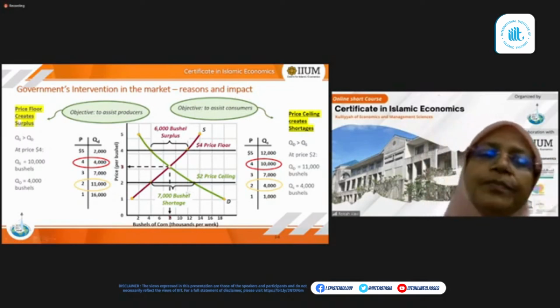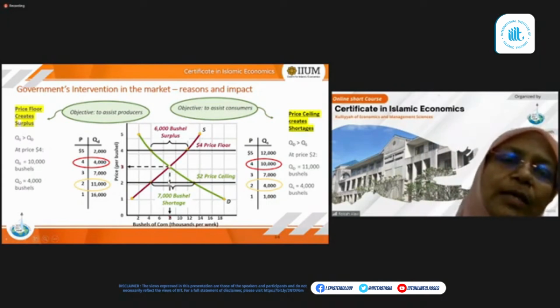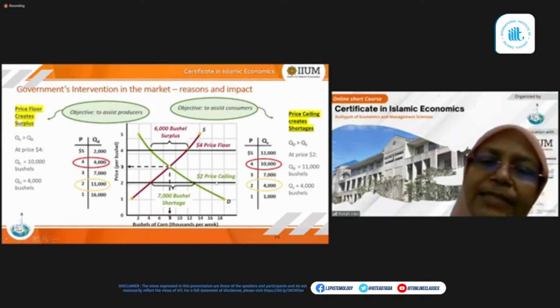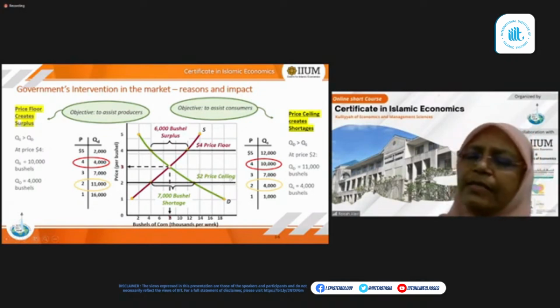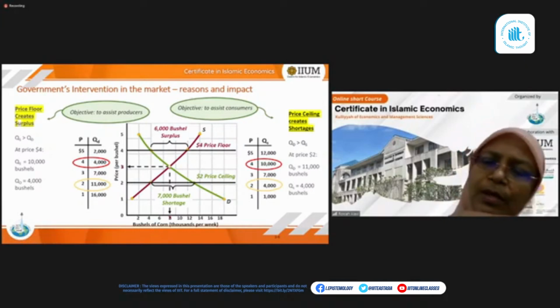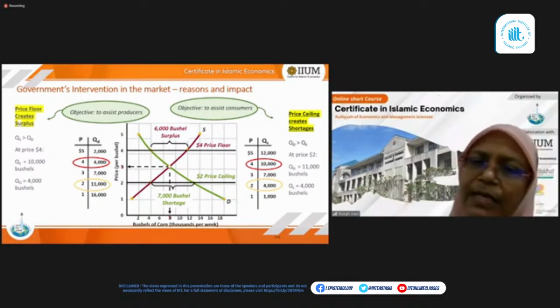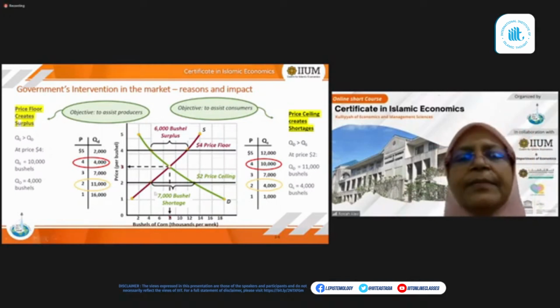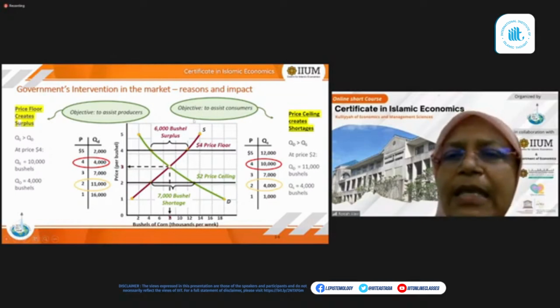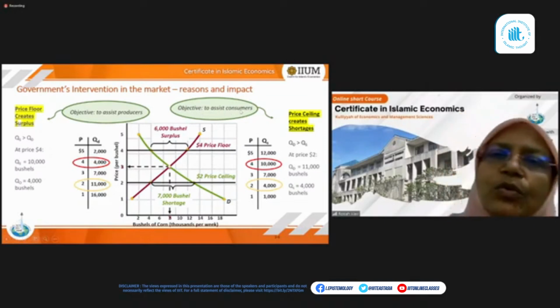So what can the government do? The government sets a price below the market equilibrium price. In this case it is $2, so it's called a price ceiling. Why price ceiling? Even though it's below the equilibrium price, it is a ceiling because the price cannot go beyond 2. Above 2 is illegal, and the government can take action. That's why it's called a price ceiling. For a price ceiling, you can see the objective is to assist consumers, not producers, consumers.